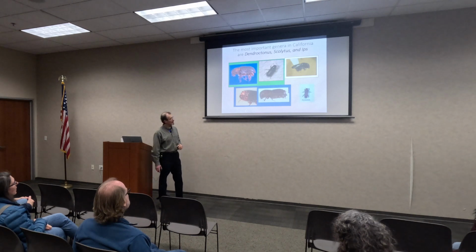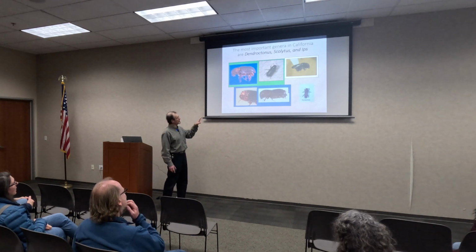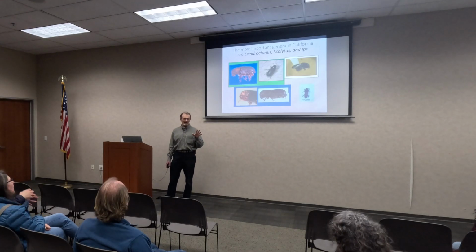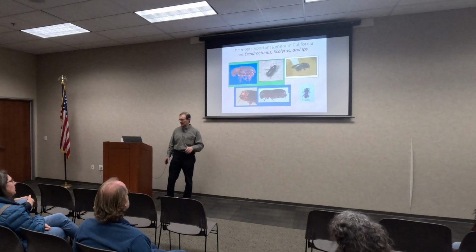Like I said, bark beetles come in a lot of different forms. These are all bark beetles, and there's many different genera, but the most important genera in California in terms of causing tree mortality and damage are the ones shown here: Dendroctonus, Scolytus, and Ips. The green highlighted ones are Dendroctonus. Scolytus is surrounded by white, and the blue is Ips. And then this other one, Hylastes, is not a tree killer, but it is one that carries disease. It's one that carries that black stain root disease.